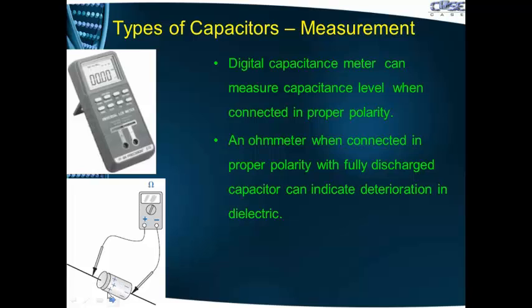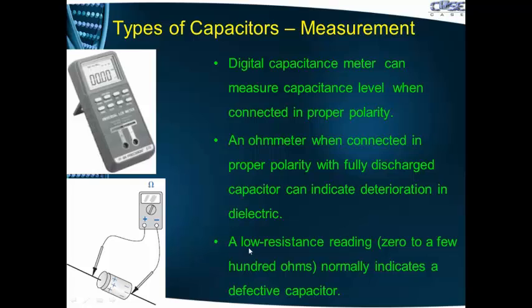That is, whether any damage has occurred in the dielectric of that capacitor. So deterioration in the dielectric can be indicated by the ohm meter if applied properly. A low resistance reading, 0 to a few hundred ohms, normally indicates a defective capacitor. If a meter indicates a low resistance, then it means that the dielectric is broken or damaged. And if the reading is very high, in the megohm range, then the capacitor is in good condition.